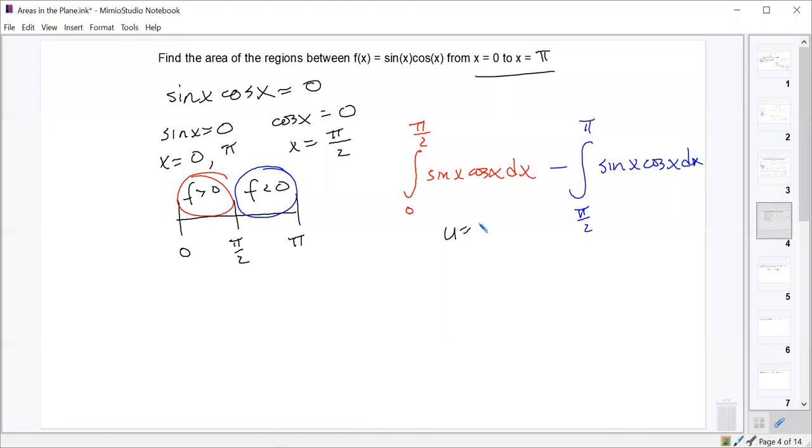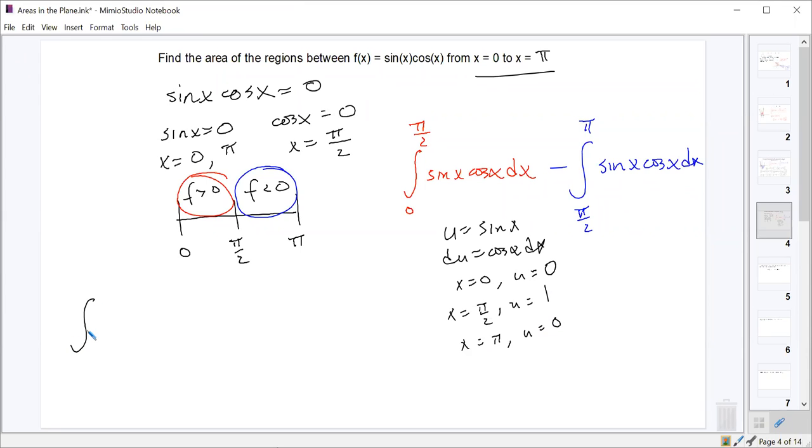So what's u going to be? U is going to equal sine x. And du will be cosine x dx. And when x equals 0, what is u going to equal? Yeah, 0. And when x equals pi over 2, what's u going to equal? 1. And when x equals pi, what's u going to equal? 0. So we got a little interesting thing happening here.